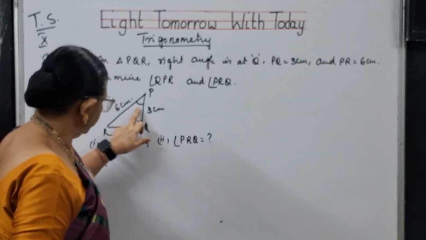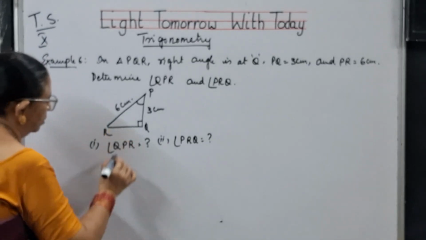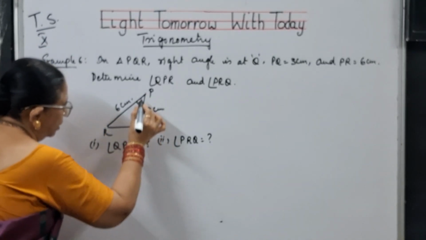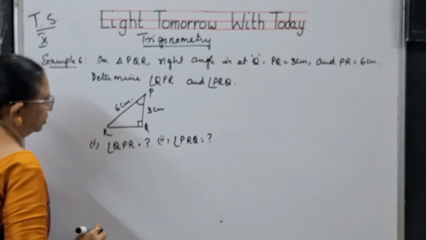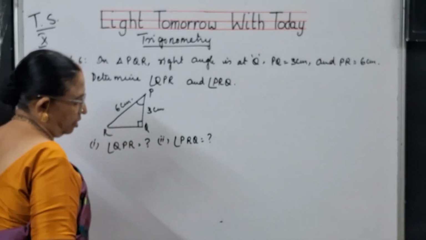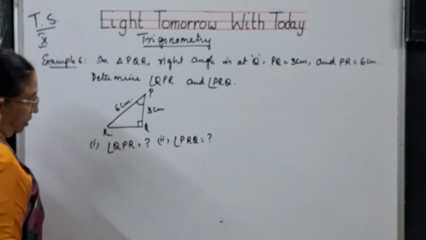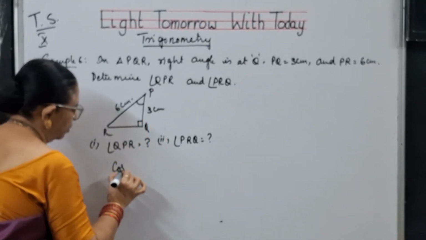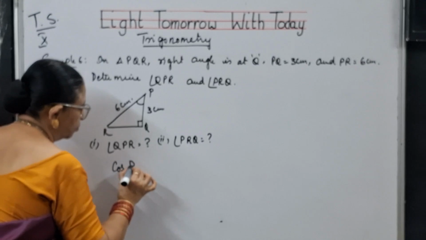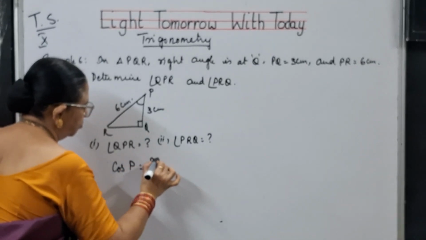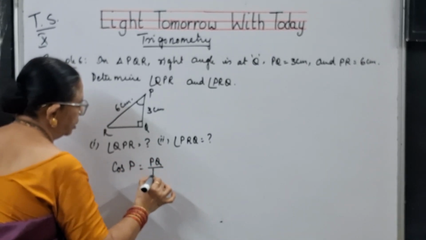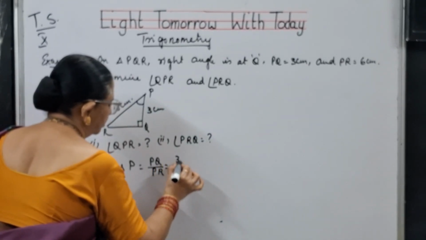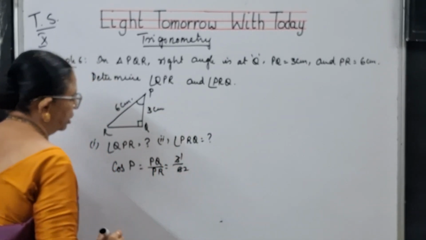For this, PQ becomes the adjacent side and PR becomes the hypotenuse. Adjacent side by hypotenuse is how much, children? Adjacent side by hypotenuse means cos. Cos P is equal to PQ by PR. That is equal to 3 by 6, 1 by 2.